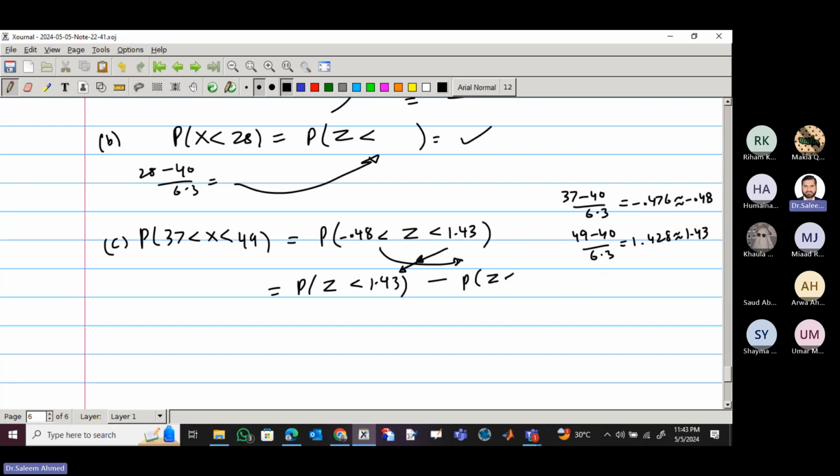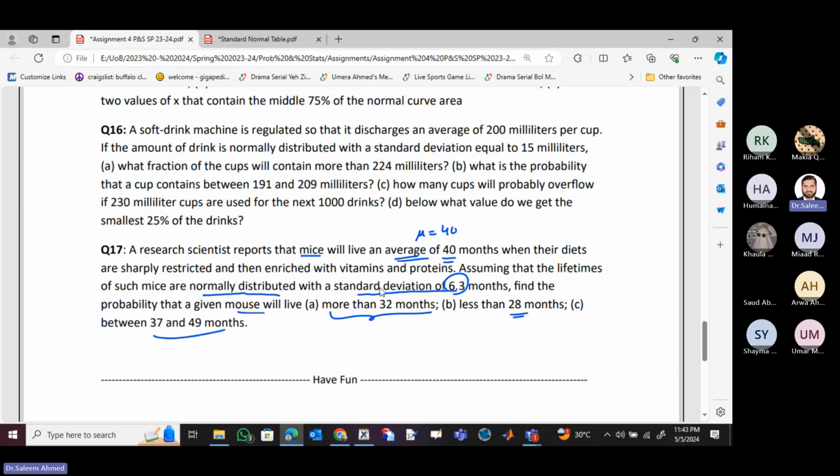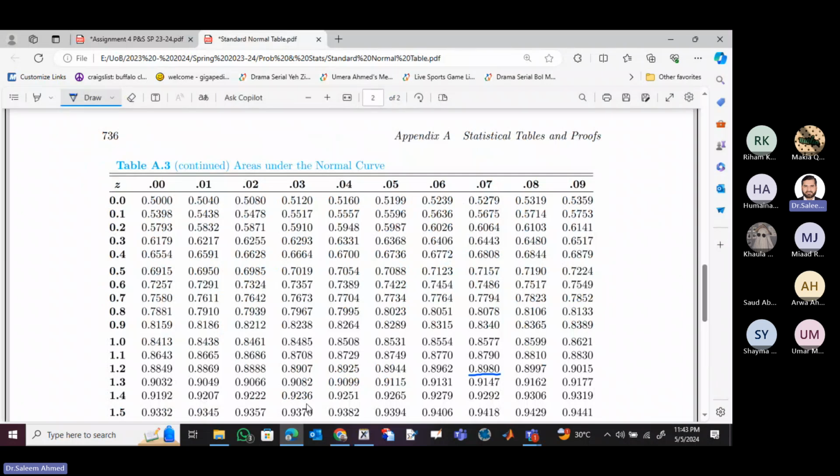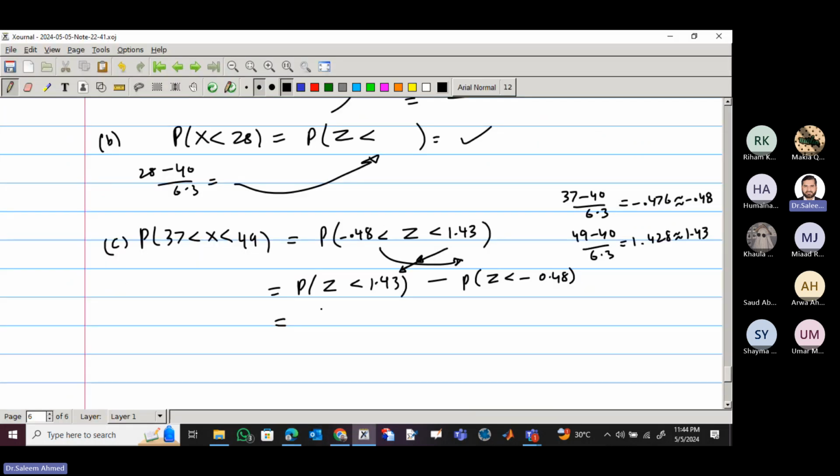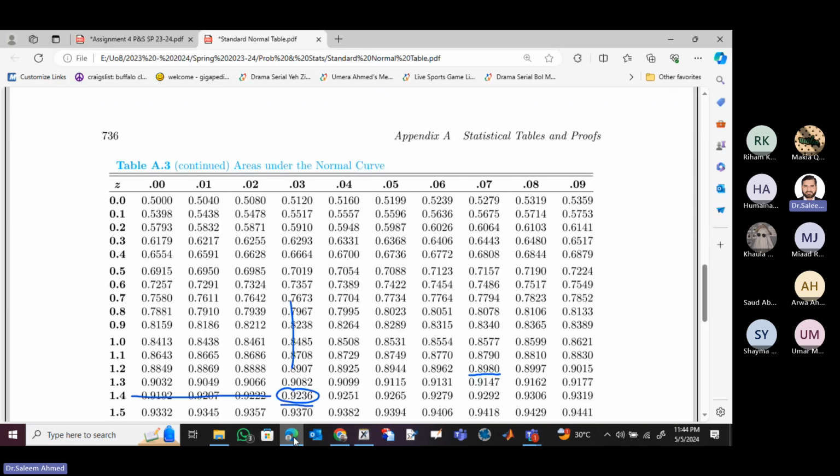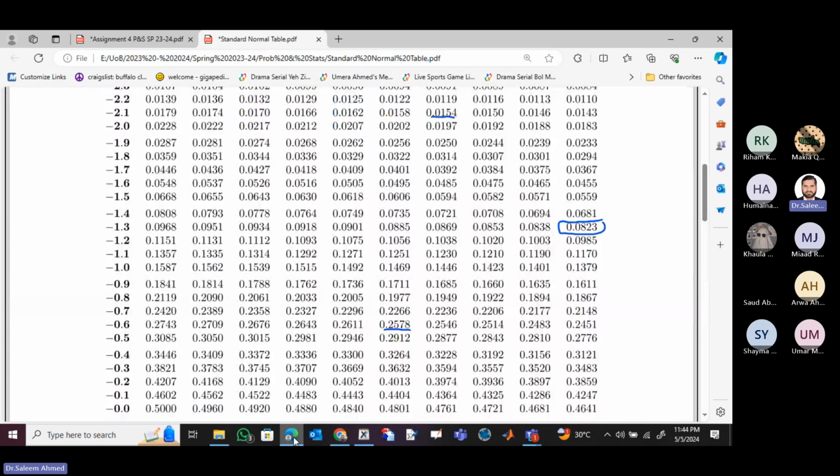The left point comes after that, minus 0.48. So now 1.43 and minus 0.48. For 1.43, look at 1.4 and 0.03, so this one is 0.9236. And then for minus 0.48, this one is 0.3156.